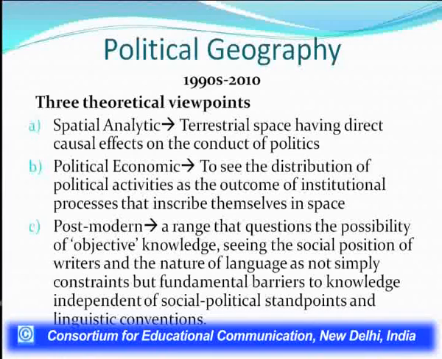That is the main way of how we can understand things. The third theoretical viewpoint within political geography, which is also very prevalent now in geopolitics and known as critical geopolitics, is called the postmodern approach, or the postmodern theoretical approach to understand political geography. And it is a range of ideas which question the possibility of objective knowledge, which look at the social position of the writers and the nature of language as not simply constraints but fundamental barriers to knowledge, independent of social, political standpoints and linguistic conventions.